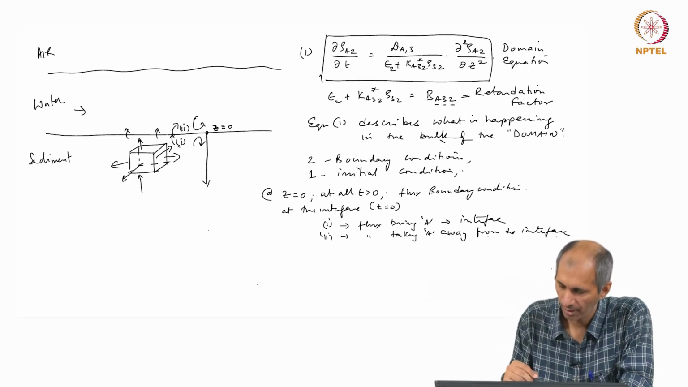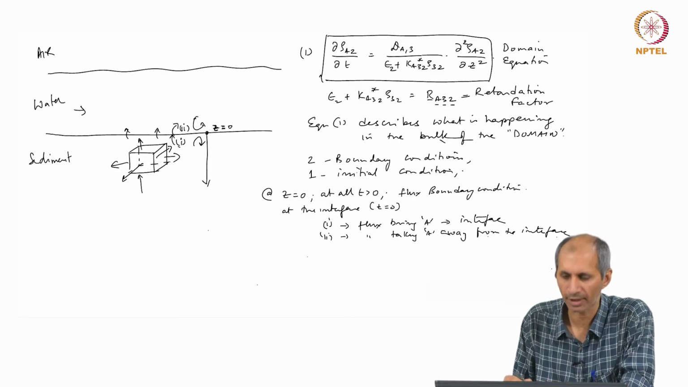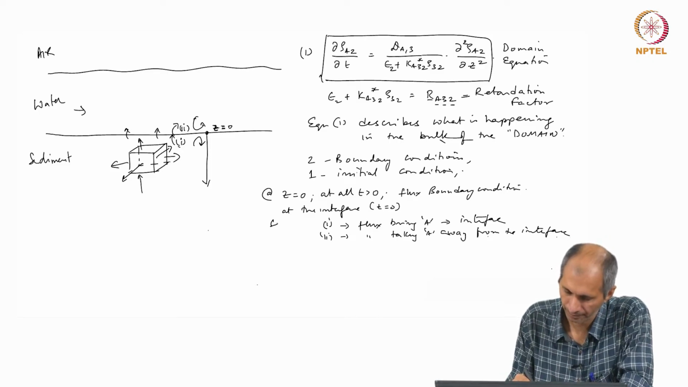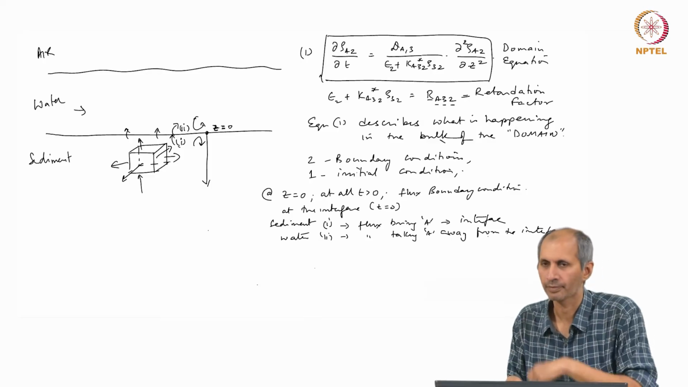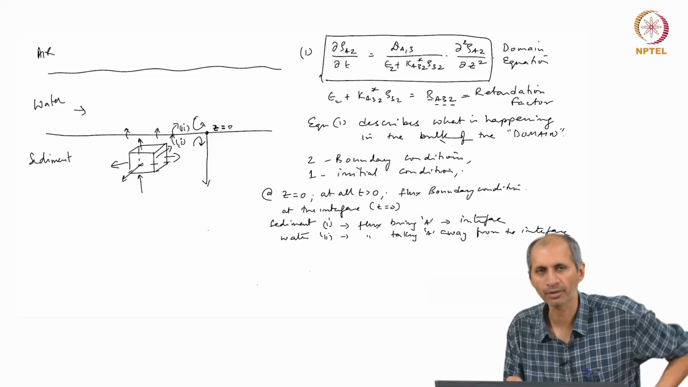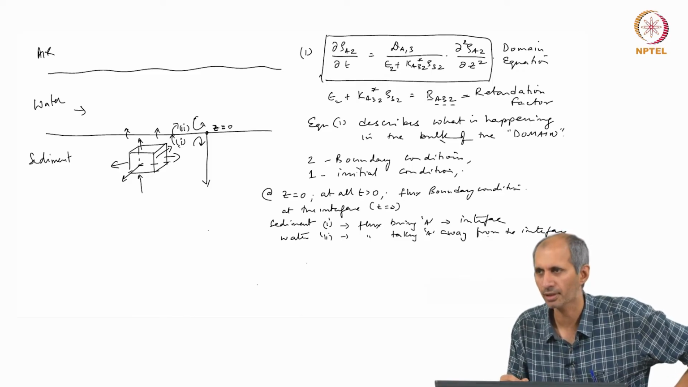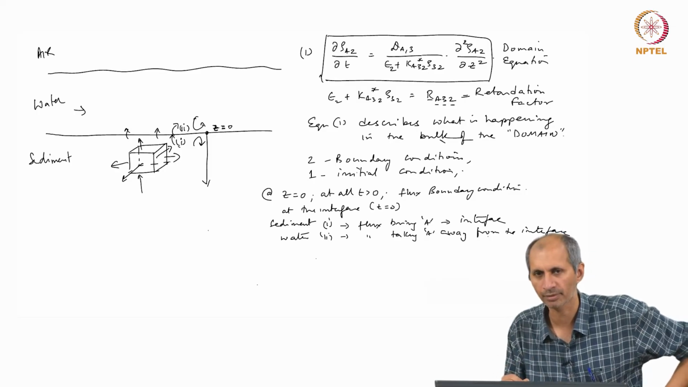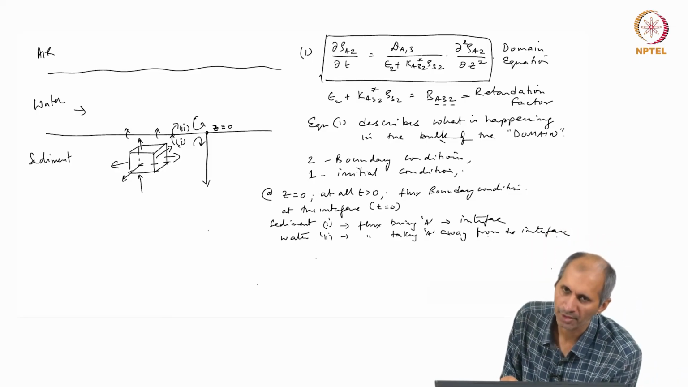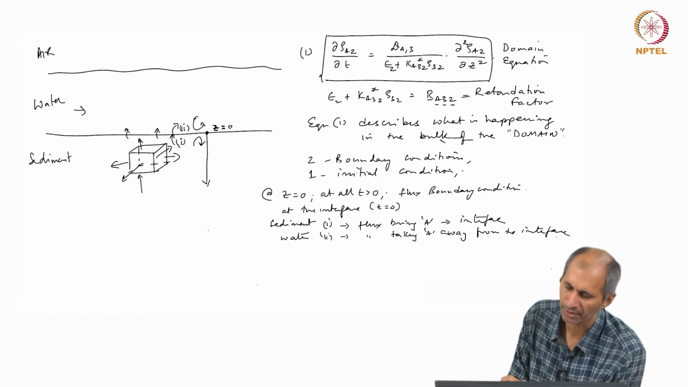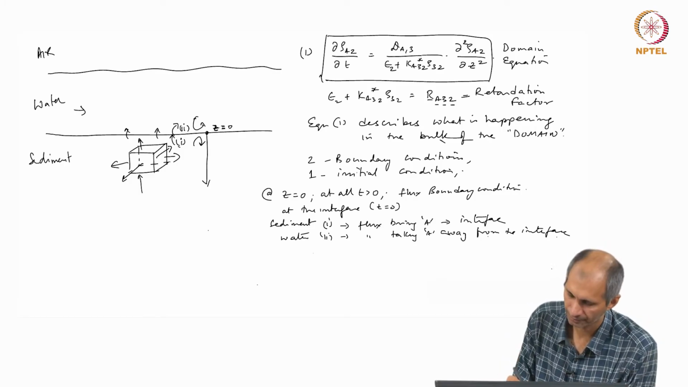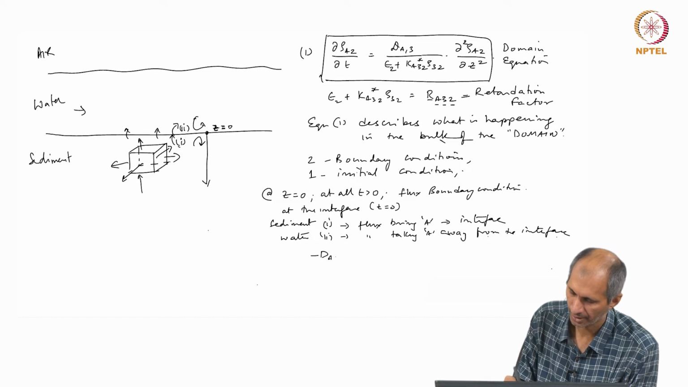So what is it on side 1, which is the sediment side? How do you describe the flux for bringing material to the interface from below? What is the process? What is the mechanism? Diffusion. So what is the diffusion flux? It is minus dA3 d rho A2 by dz at z equals 0.